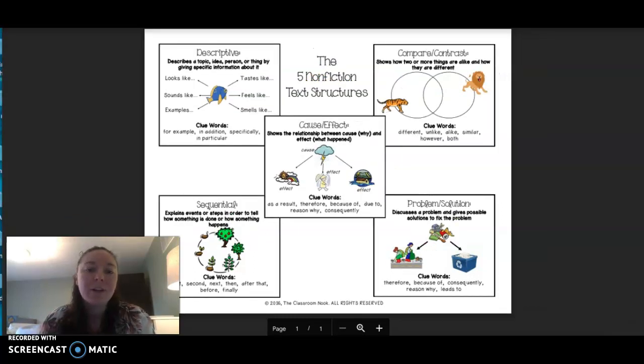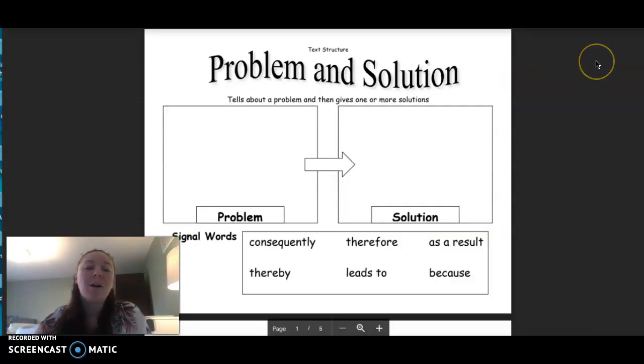Here are the 5 nonfiction text structures: descriptive, compare and contrast, cause and effect, sequential, and problem and solution. These might be familiar to you from an earlier WIN session that you did when you rotated between the entire 3rd grade team. They have clue words and diagrams that you could use to help organize your thinking. The other pages available are actual blank copies of these charts that you're welcome to print out or just draw in your own notebook. You don't actually have to print them.